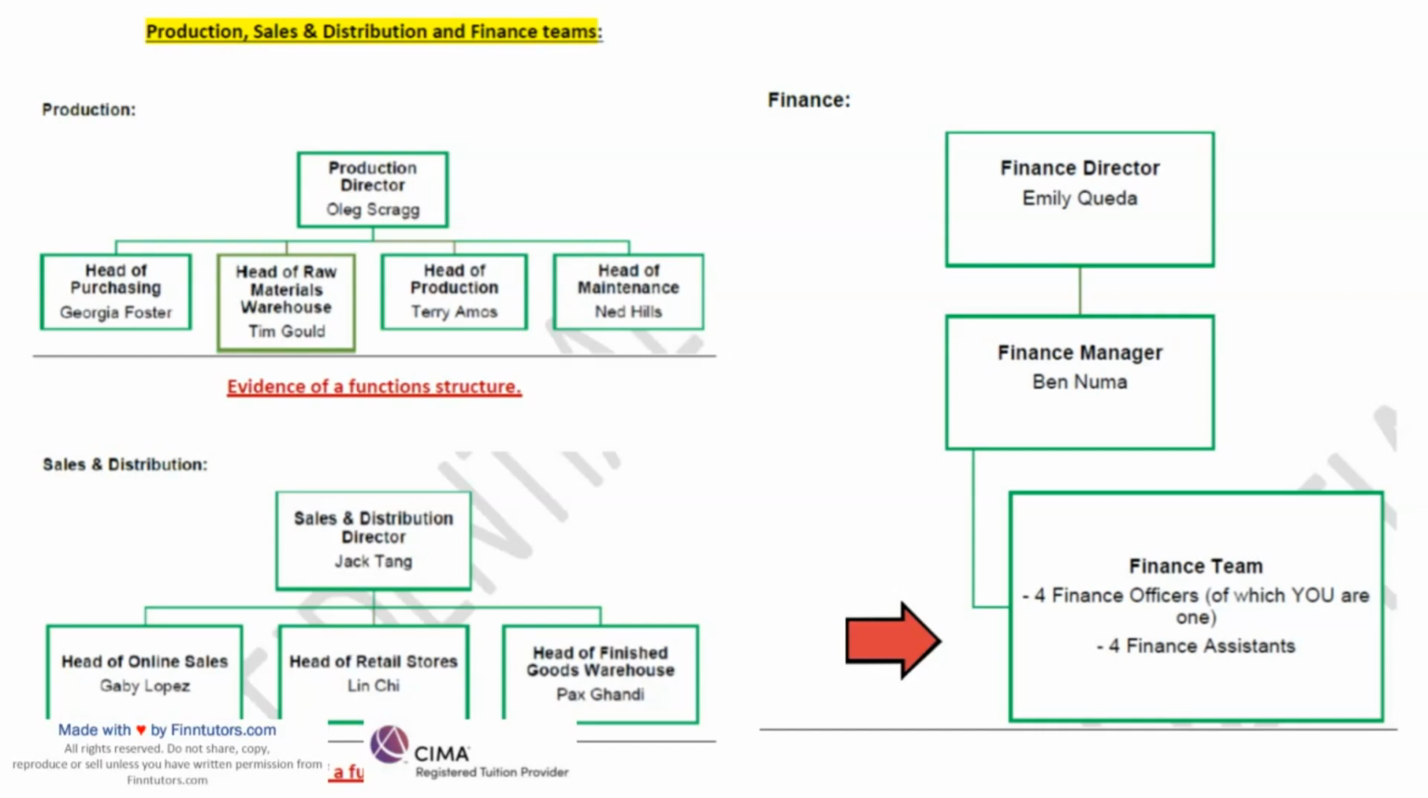Same way for sales and distribution, for online sales, for retail sales, and for finished goods warehouse, they report into Jack Tang. For finance, there is a finance team at the bottom of the tree, I'll say, of which you are one of them. So you are one of the finance officers who report into Ben Newma, who is the finance manager. And then this manager reports into Emily Queda, who is the finance director. Again, a clear evidence of a functional structure is seen over here.